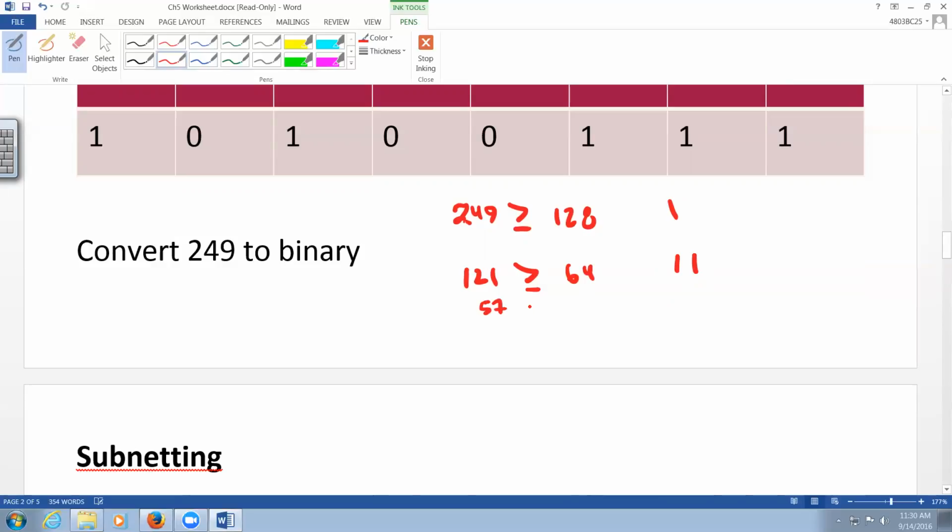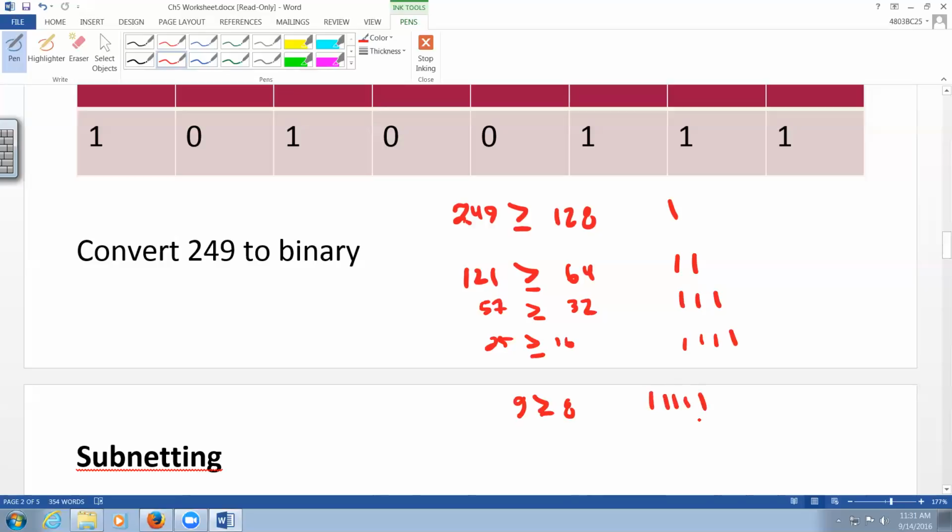So we have 57 is greater than or equal to 32. True or false? True, right? Okay, so now we're left with what? 25. Is 25 greater than or equal to 16? True. Okay? Then we subtract 16 from 25, we're left with what? 9. Is 9 greater than or equal to 8?